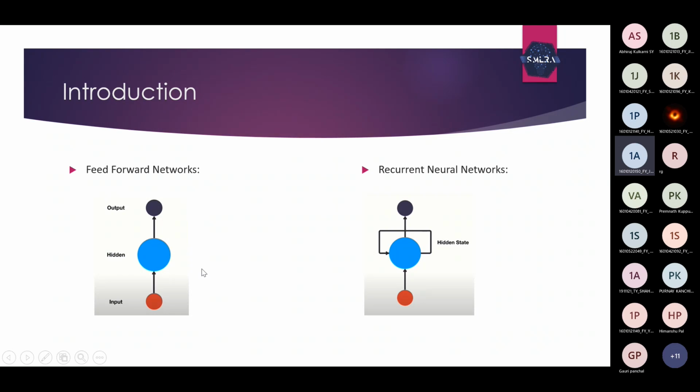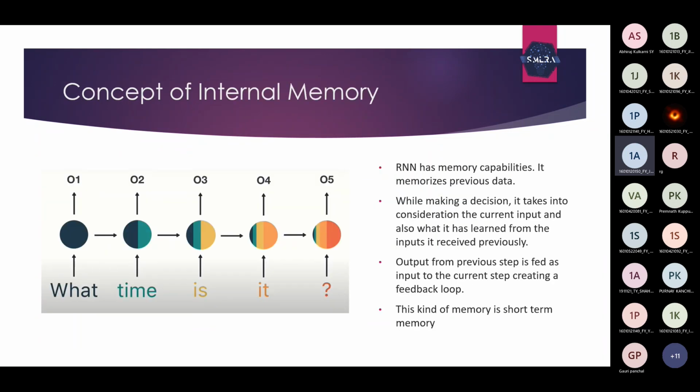If you see in this image, we have a single hidden node, and there's an input, there's a hidden layer, and there's an output. And the very basic representation of a recurrent neural network is that there is a self loop in the hidden state. So what is the self loop? Why is it there, and how does it work? We are going to see all that. As I mentioned, the concept of internal memory: our brain is trained to recognize and store patterns. Similarly, an RNN should also be able to remember things. It should have memory capabilities.